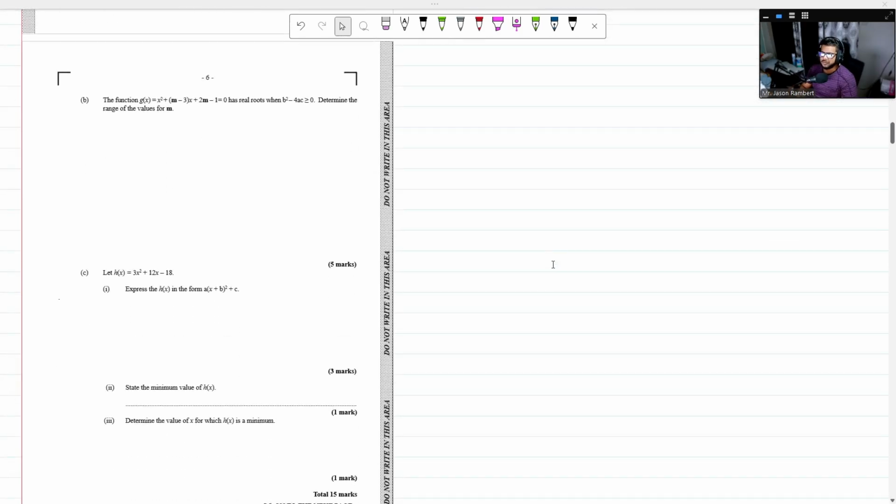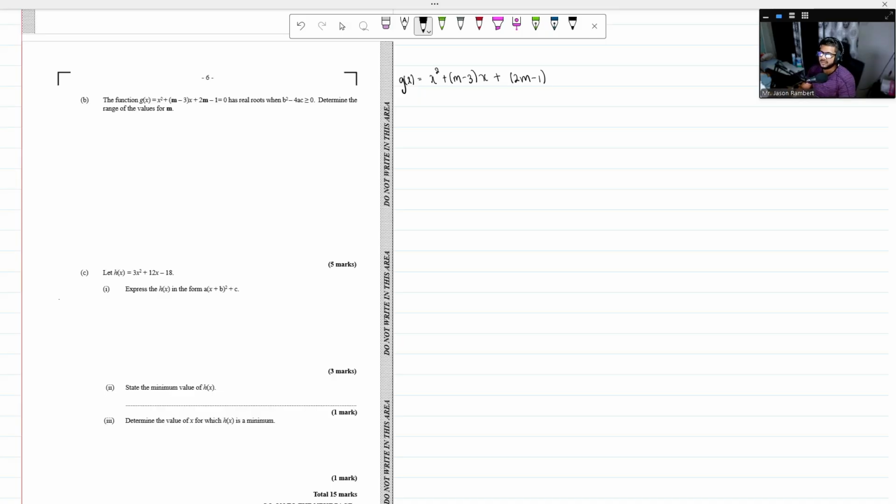Part B, the function g of x is equal to that. Has real roots when b squared minus 4ac is greater than 0. Determine the range of values of m. So I'm going to have g of x is equal to x squared plus m minus 3 x plus, I put in 2m minus 1 in a bracket. Now what they should have said is m is a constant. They should have said that, but m is a constant.